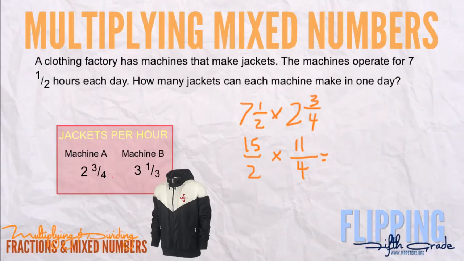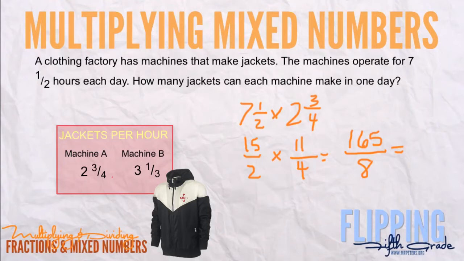So we have to do 15 times 11. The easiest way to do this is 15 times 10 plus 15 times 1. And 15 times 10 is 150. 15 times 1 is 15. 150 plus 15 is 165. And 4 times 2 is 8.